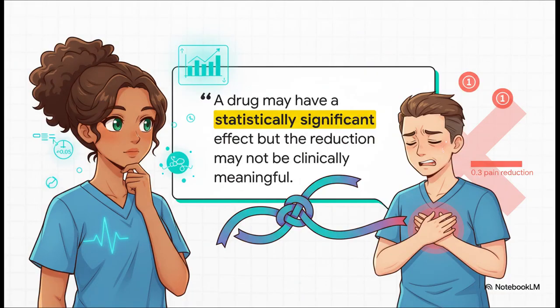This quote from our source material is the perfect example. It just nails the dilemma. You can have a new drug that, statistically, works. Look at that p-value. But if it only reduces pain by 0.3 points out of 10, is that really a win for the patient who's in serious pain? Probably not. That's the difference right there.